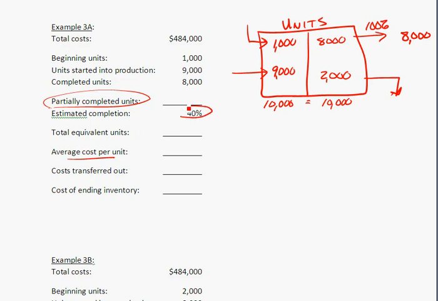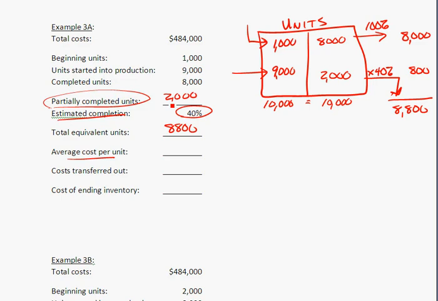We're told our estimated level of completion for ending work in process is 40% complete. So 40% times 2,000 is 800 equivalent units. So our total equivalent units is 8,800 units. And again, in terms of partially completed, that was 2,000 partially completed units.